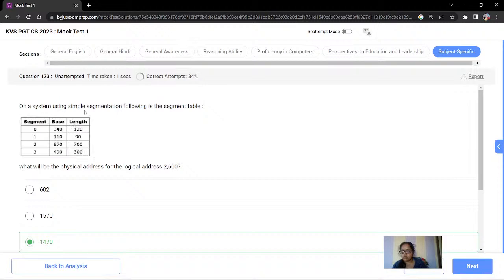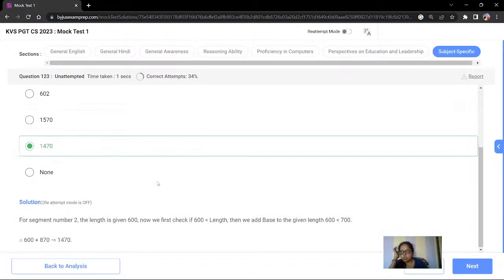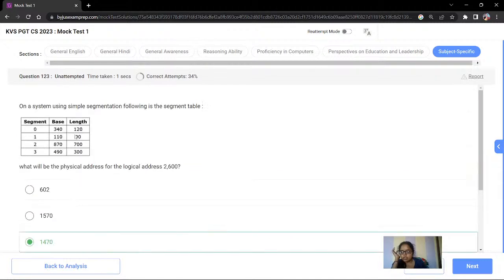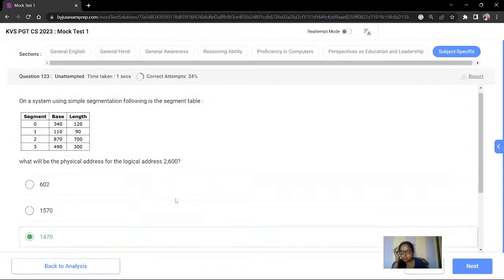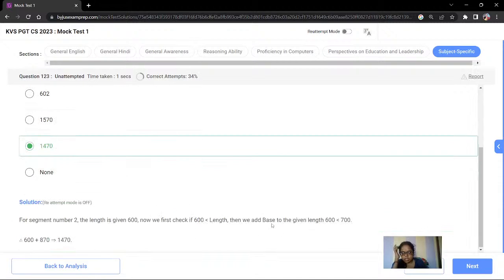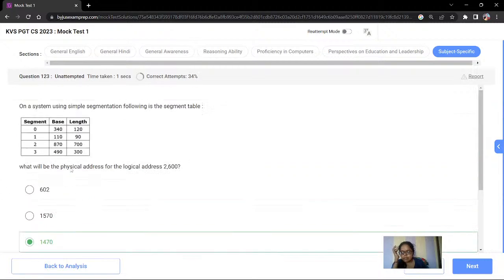Now next, on a system with simple segmentation, a segment table is given. So what will be the physical address for the logical address 2600? Here for the segment number 2, the length is given as 600. Here you can find that it is 2600, and 600 length is less than 700. So 600 plus 870. Here you can see 870 is the base and the length is 700.